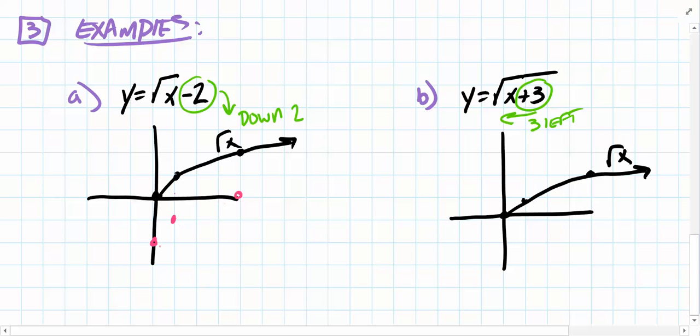And then I could label those points. This point would be 0, -2. This point would be 1, -1. This point would be what, everybody? 4, 0. Very good. Awesome.